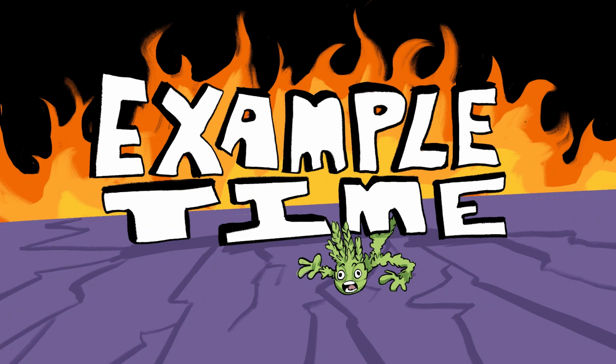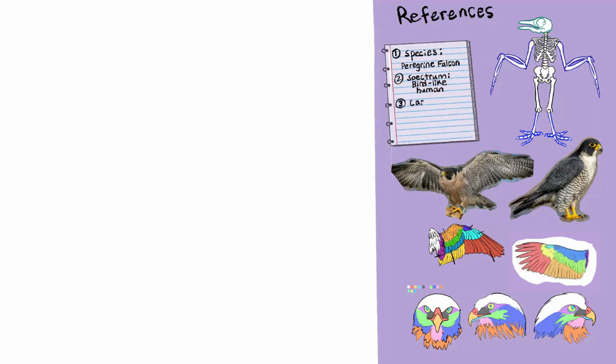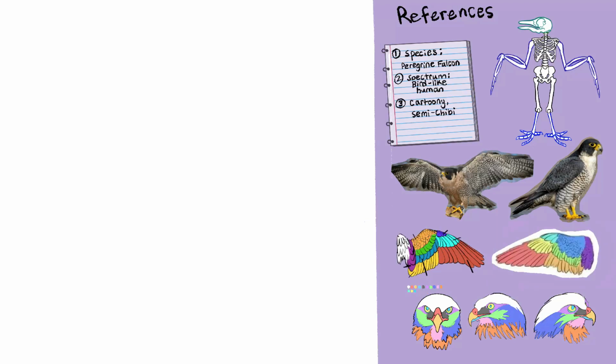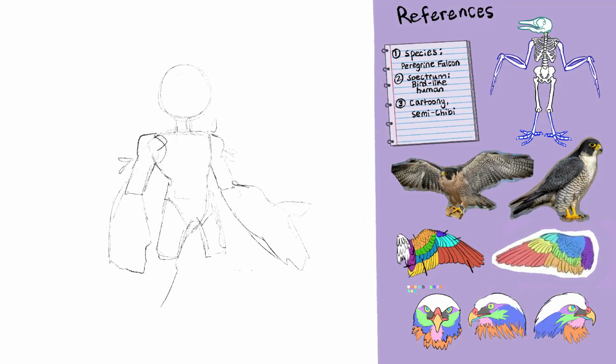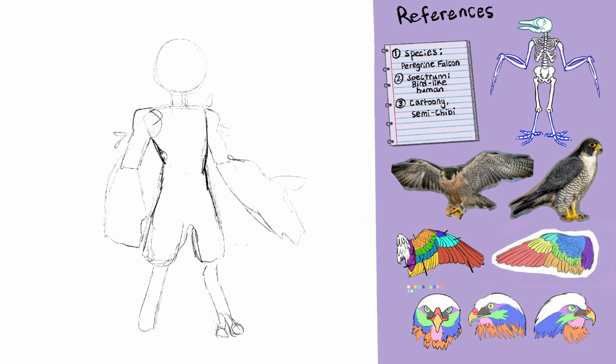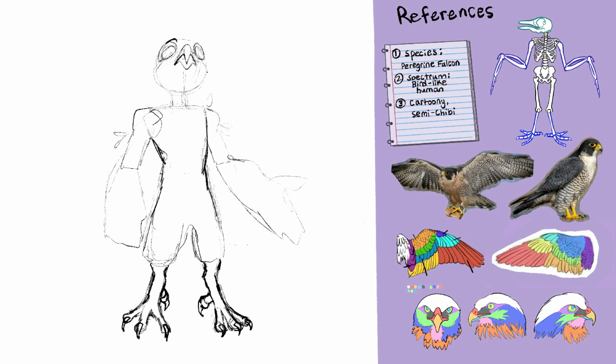Let's try another example. This time I chose the peregrine falcon. I wanted him to be slightly more human than bird, and I also wanted a more bold, cartoony style with semi-chibi proportions. Once again, I started with a quick sketch for the overall pose. I experimented with the head angle tilted up to demonstrate what the beak could look like from slightly below.